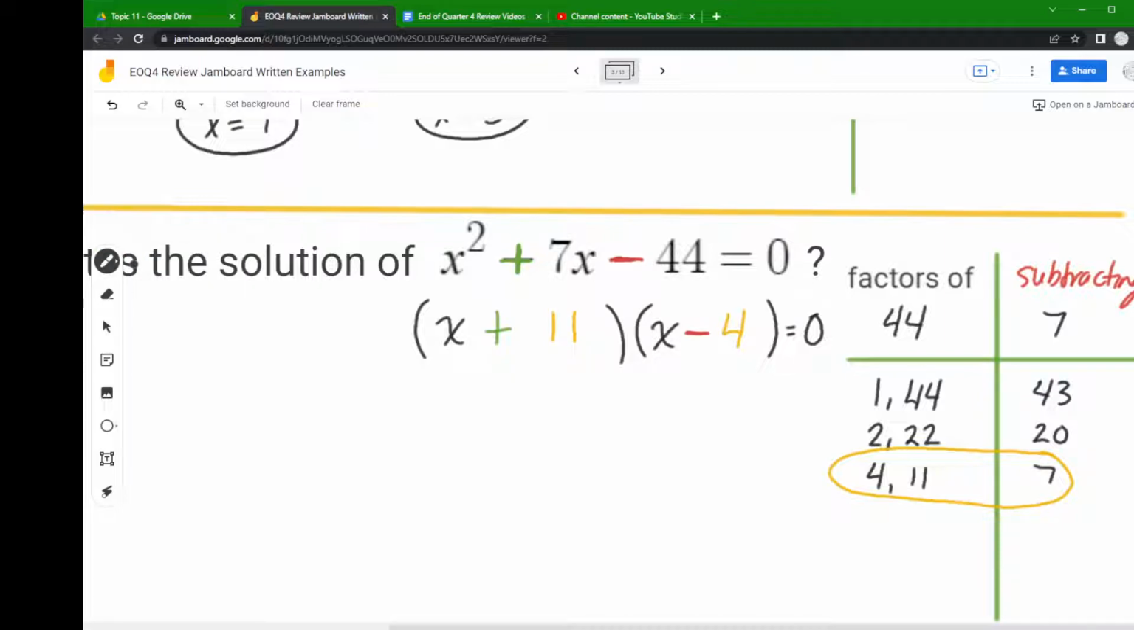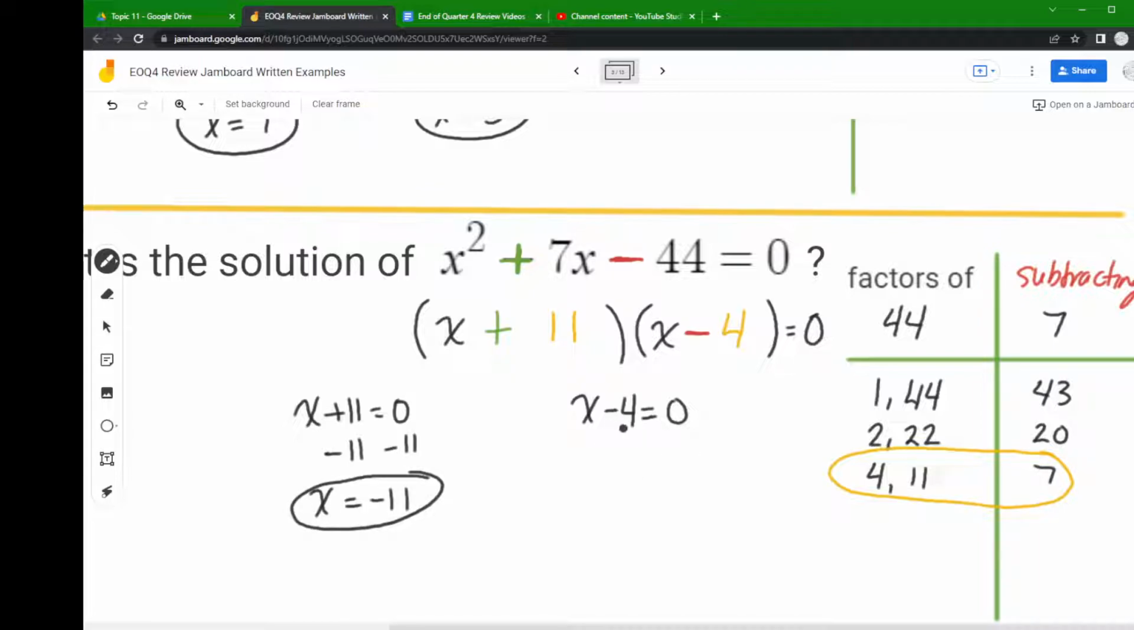All right, so then I want to find my solutions. So I'm going to use the zero product property. So I'm going to say x plus 11 equals 0, and I'm going to say x minus 4 equals 0. And I'm going to solve these mini equations. So on this side, I'm going to go ahead and subtract 11 from each side of the equation. And that gets me negative 11 for one solution. And then here, to undo the subtraction, I add 4, which gives me x equals 4. So those are my two solutions.